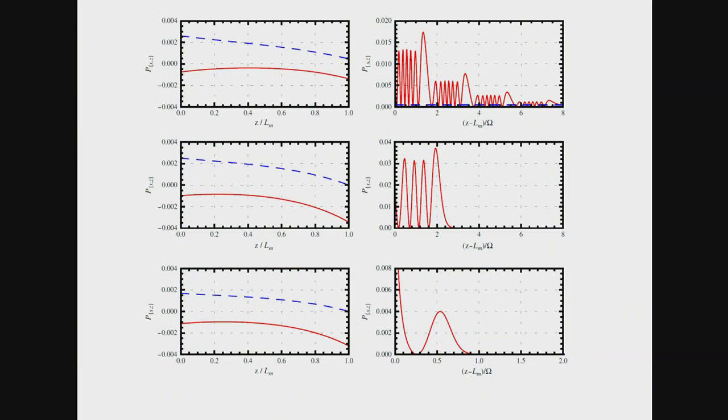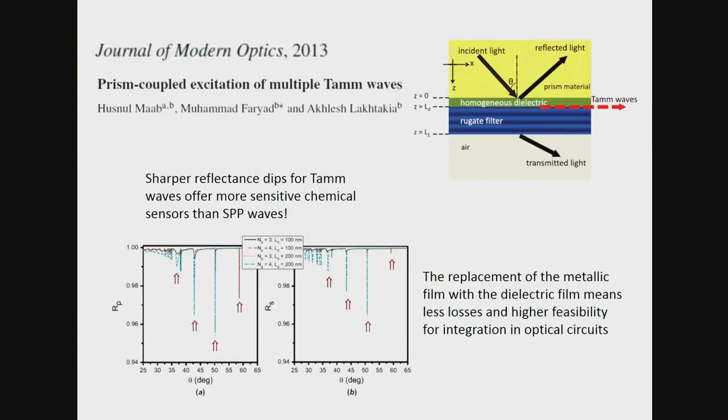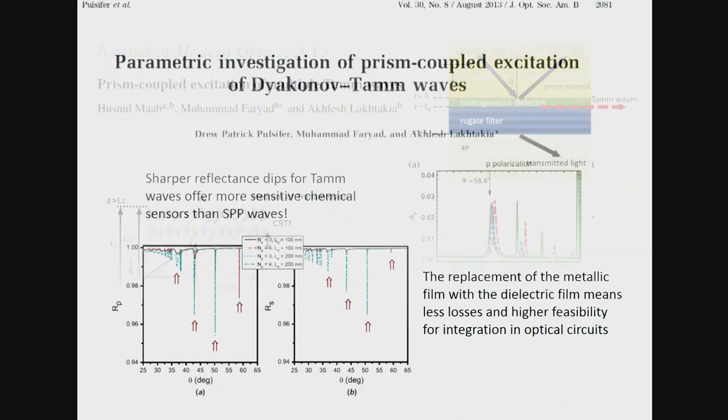This shows the power profile on both sides of the interface. We see that in the metal, the power decays as we move away, and in the Rugate filter, the power decays, but it decays periodically because the medium is periodic. Here's another example for Tamm waves. Here, there's no metal, because this is a dielectric, but we see the same thing: as a function of incidence angle, we see several reflectance dips, both for the p polarized incidence and for the s polarized incidence. So it means we can get multiple surface waves for both p and s polarized incident light.